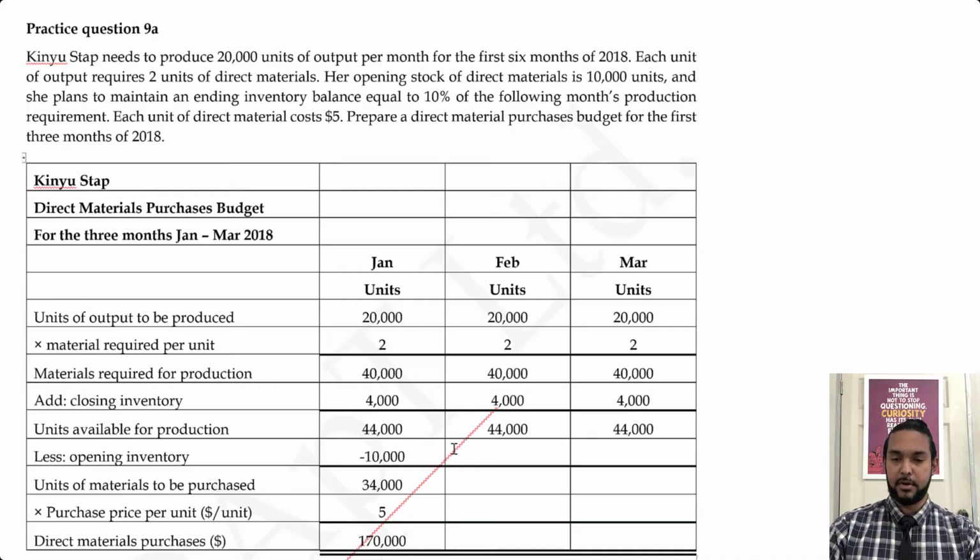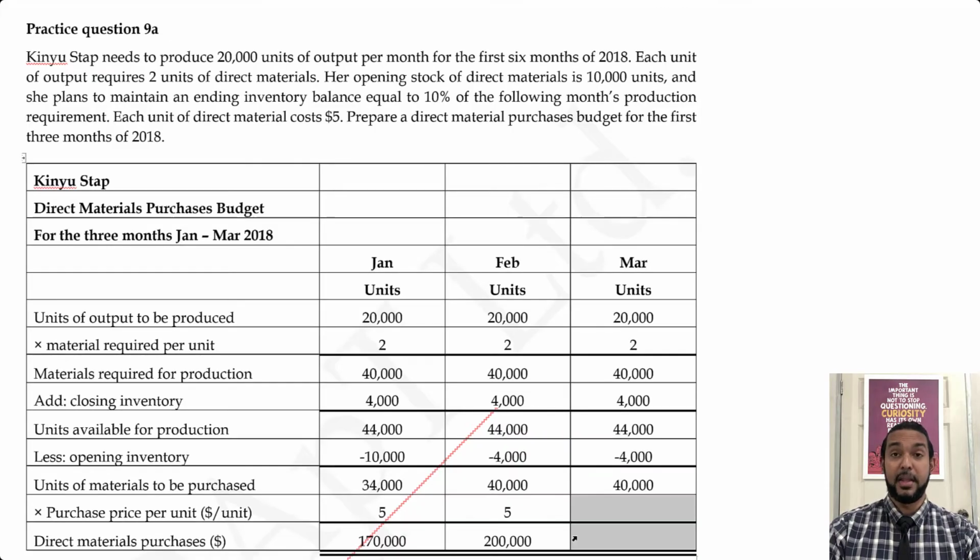Now, let's finish February and March. So the opening stock for February, remember, the closing stock from any given month becomes the opening stock for the next month. 44 minus 4 will give us 40. 40 by 5, I believe, is 200,000. And that's actually going to be the same exact thing for March, because the closing stock for February will become the opening stock for March, which is the same 4,000, and then 44 minus 4 will give us 40, and then we're going to multiply that by 5 to give us the total value of materials purchases for March. Okay, so that was the first example and the first question for you guys.